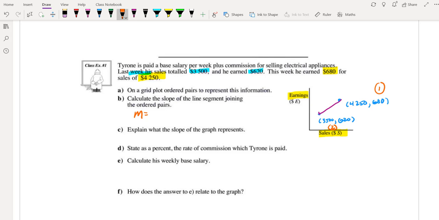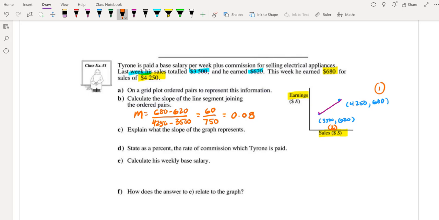So we have 680 minus 620 divided by 4,250 minus our 3,500. If we clean up the top, 680 minus 620 is 60. Subtract the two numbers from the bottom, we get 750. And you clean this up, and it equals 0.08.